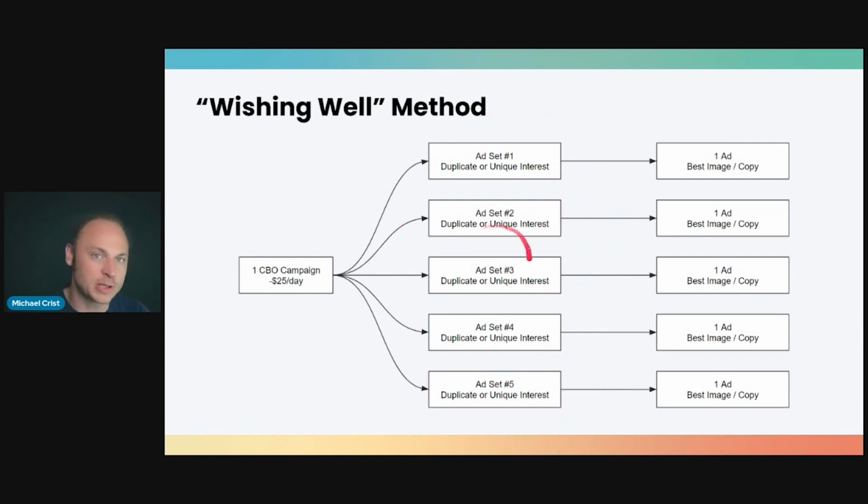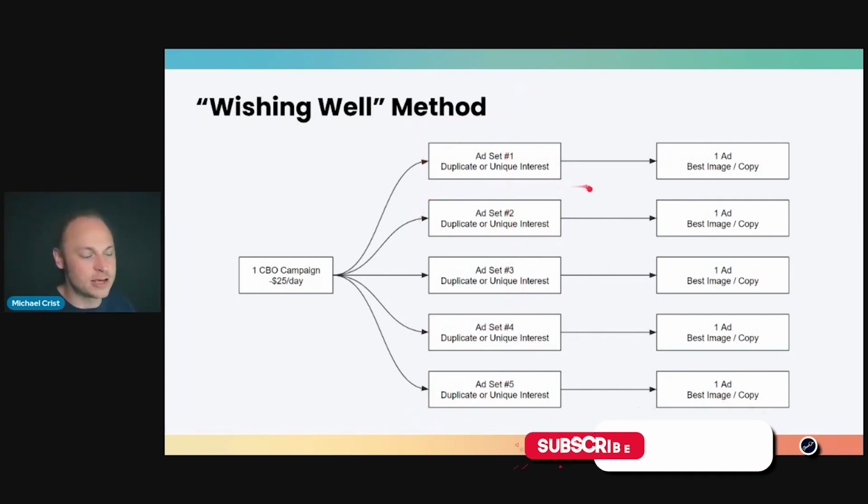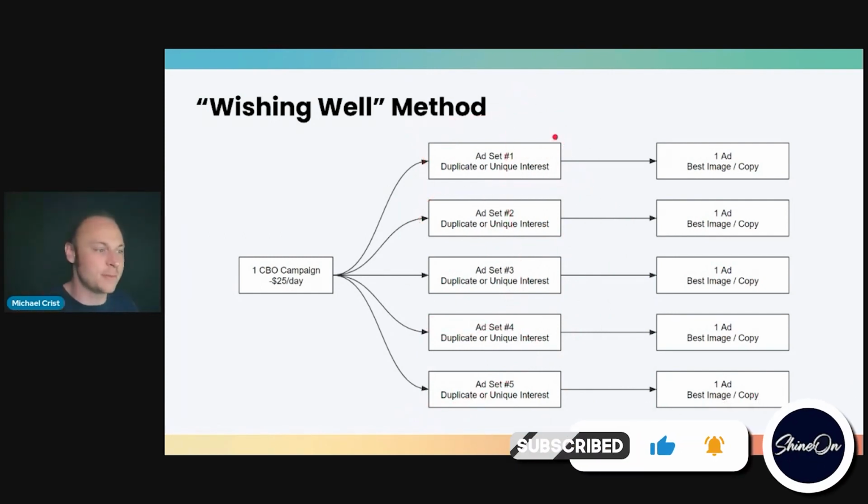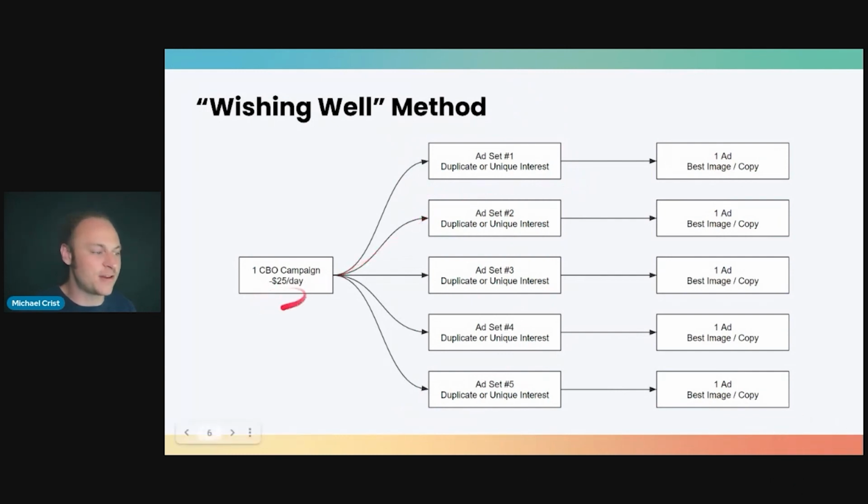So a few of these will be duplicates, a few of these will be unique, and I usually make that determination based on the total audience size. I really want to make sure that each of these ad sets have roughly the same audience size, and this just comes down to how Facebook is going to allocate my $25 a day budget. Usually what they'll do, Facebook will allocate more of the budget to the ad sets with the largest audience. I don't really want them to do that. I kind of want them to test each of these equally.